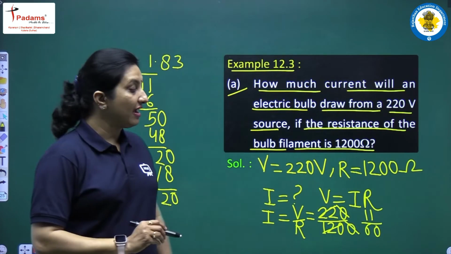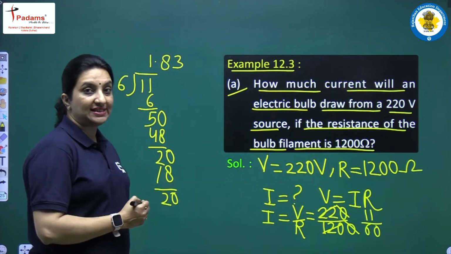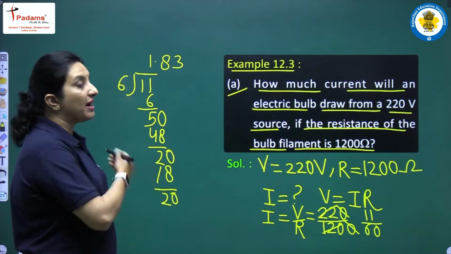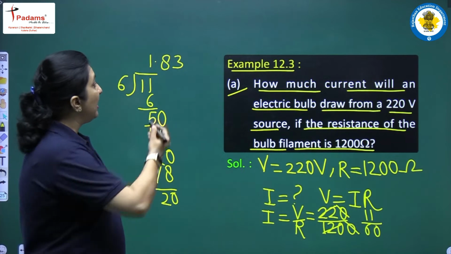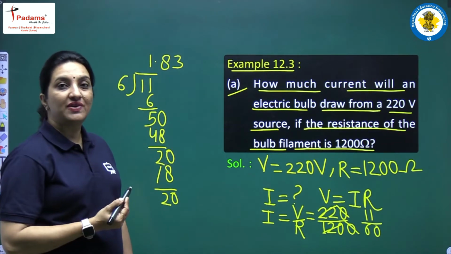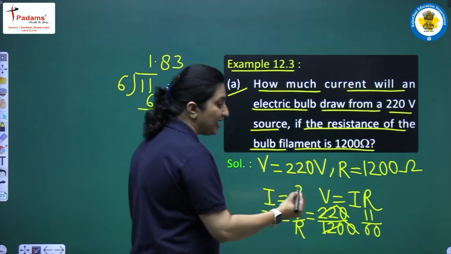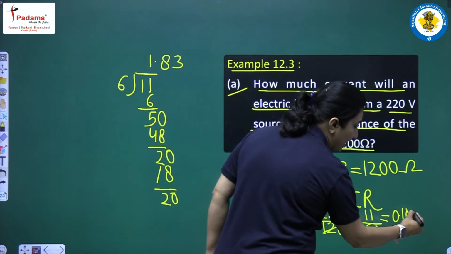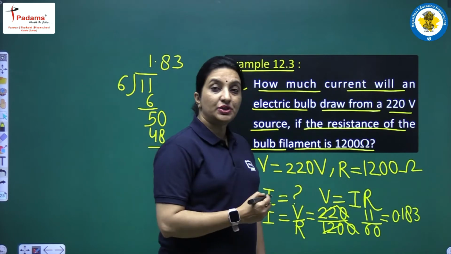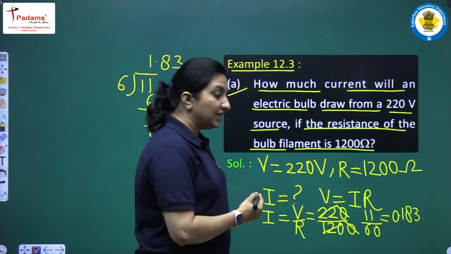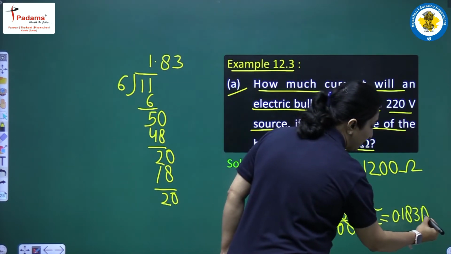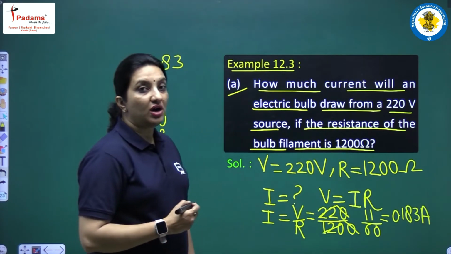So what we are having here is 11 upon 60. Now instead of 11 upon 60, we have divided 11 by 6. So it will be 1.83, which has to be divided by 10. So what I will get is 0.183. So here students, we have calculated the current. So the unit will be amperes.